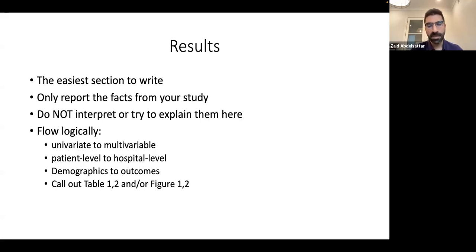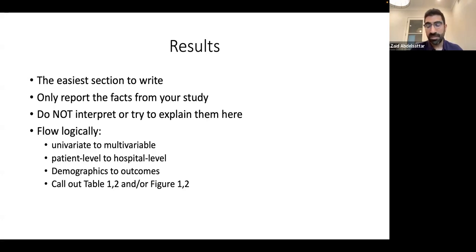You just report them. A lot of papers will start citing things in here and start discussing things. And this is why we found this. That belongs in the discussion, not in the results. So the results section, you just report it. It has to flow logically. You go from univariate analysis to multivariable analysis. You start patient level to hospital level if you have these things in there. You go from demographics to outcomes, and you call out the tables as they come.